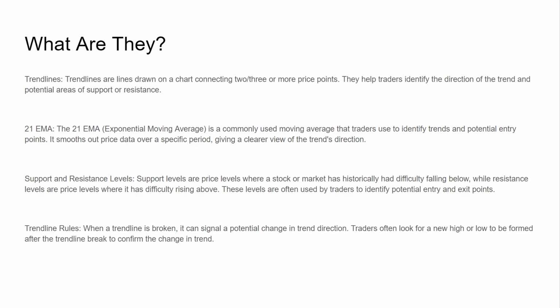You also have a 21 EMA, which I'm sure you're mostly all familiar with, but if you're not, it's a commonly used moving average that traders use to identify trends and potential entry points. It smooths out price data over a specific period of time, giving a clearer view of the trend direction. Then I hope you're all familiar with basic horizontal support and resistance levels. Support levels are price levels where a stock or a market has historically had difficulty falling below, while resistance levels are prices where it has difficulty rising above. These levels are often used by traders to identify potential entry and exit points.